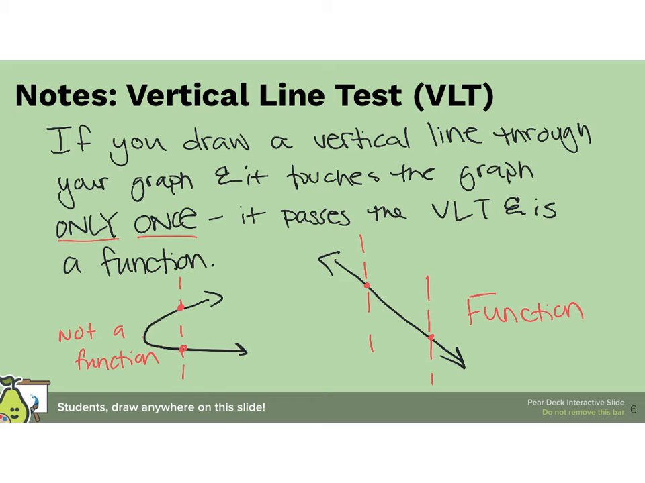Now, you may have tried to be slick and draw your vertical line right here on the parabola, and it would have touched once, but because it's possible to draw it somewhere else and have it touch twice, that means it is not a function. So if you pass the vertical line test, your vertical line is only touching the graph once.